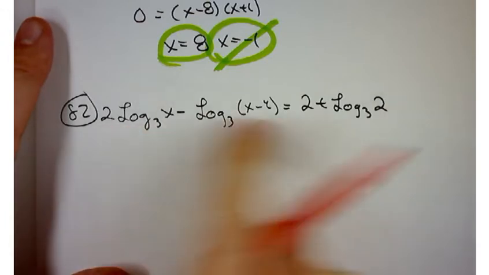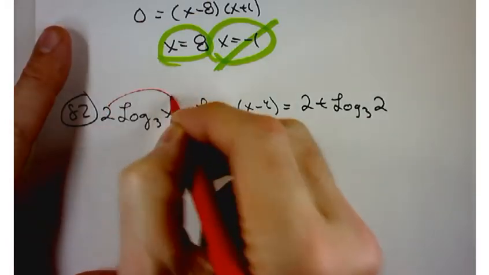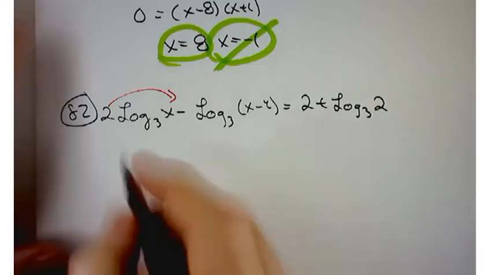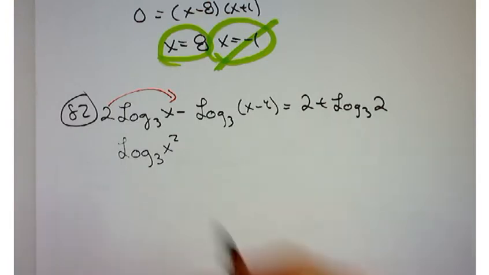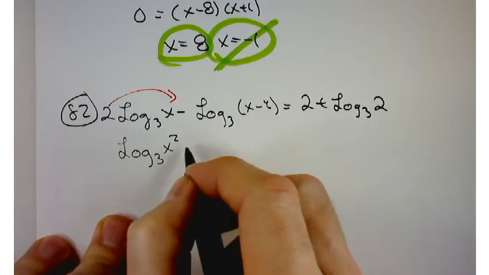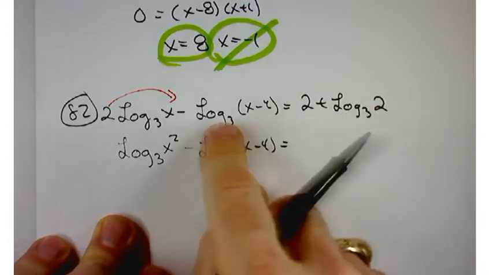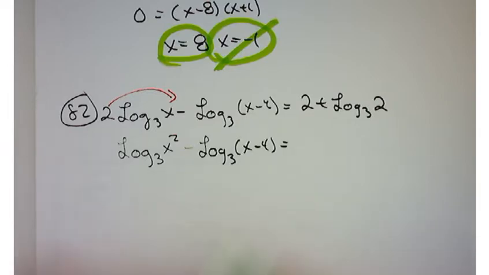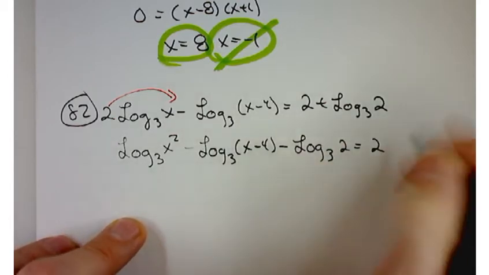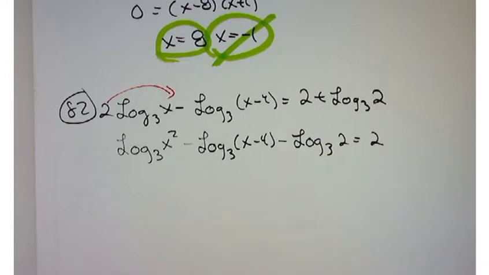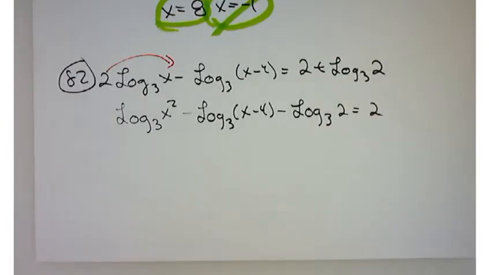Well, I can't start combining things here because I've got a 2 out in front. So let's take the 2 up here. That'll become log base 3 of x squared. And let's see here. Minus log base 3 of x minus 4 equals, you know what, I'm going to bring this to the other side. Minus log base 3 of 2 equals 2. So this one's going to get a little bit messy. And I won't give you one this hard, but try and follow along the individual steps.